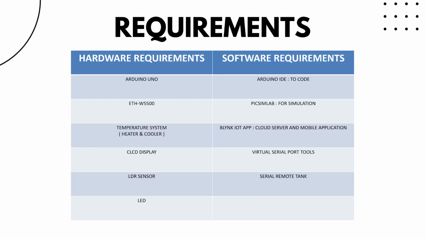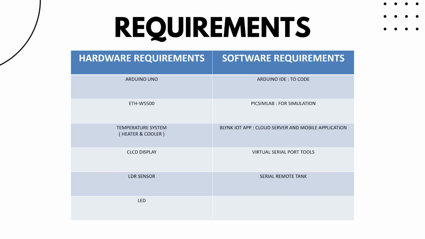All right. Here are the hardware and the software requirements for the project. Hardware requirements include basically an Arduino Uno, Ethernet W5500 module, temperature system which includes both heater and cooler, a CLCD display, an LDR sensor, and LEDs. Software requirements include Arduino IDE, which will be used to code and generate the hex file and the binary file, which will then be fed into the Arduino Uno. PICSimLab will be used for simulating the real-world hardware environment on our PC.